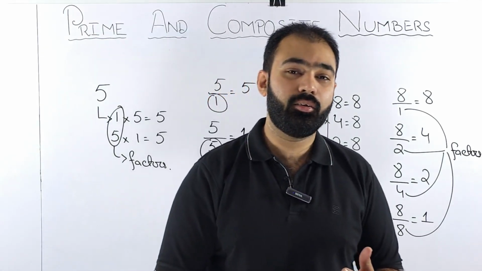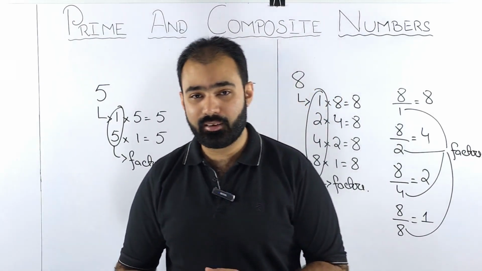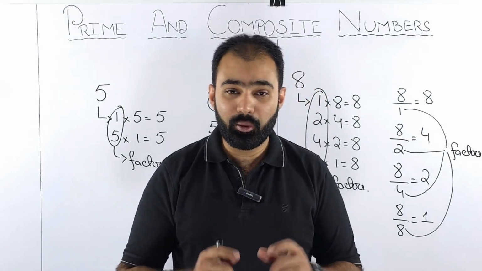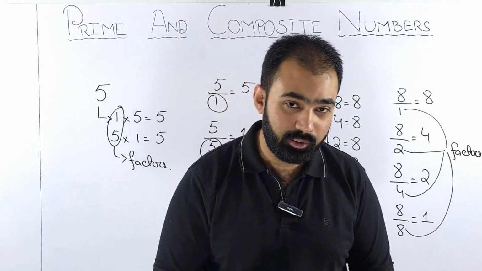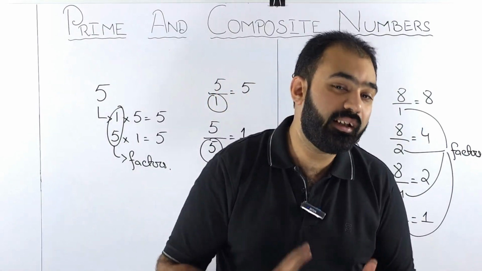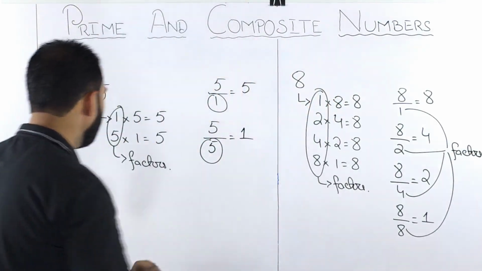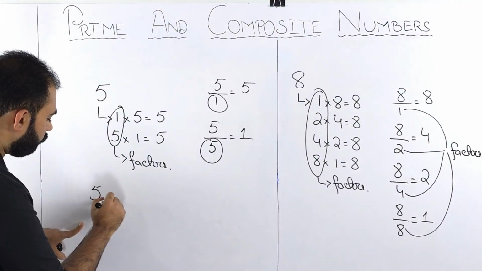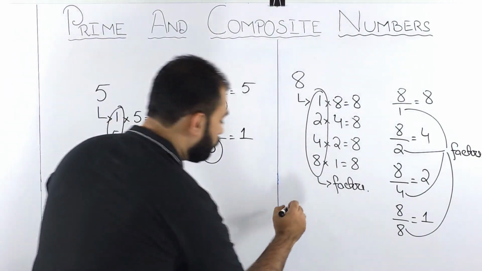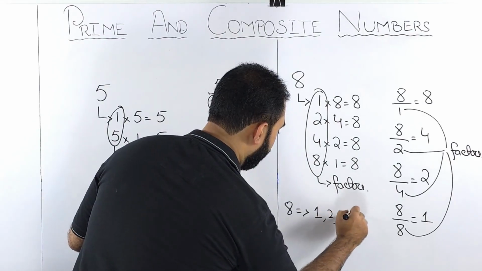In order to be a factor, remember that the number must completely divide the given number. If I am getting a decimal number as the answer, that number will be set as not completely divisible. But if I am getting a whole number in the answer, I will say completely divisible. And if some number is completely divisible by a number, that becomes a factor of that number. In this case, we have, let's say 5. The factors of 5 are 1 and 5. And the factors of 8 are 1, 2, 4 and 8.